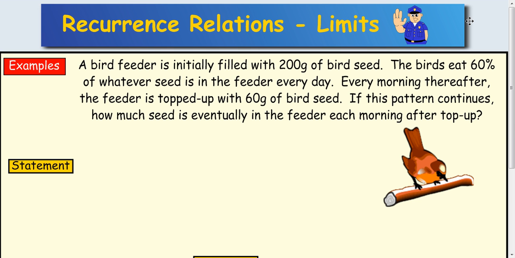In this lesson we're going to look at examples of how to find the limits of sequences. So the first one here, a bird feeder is initially filled with 200 grams of birdseed. The birds eat 60% of whatever seed is in the feeder every day. Every morning thereafter the feeder is topped up with 60 grams of birdseed. If this pattern continues, how much seed is eventually in the feeder each morning after top-ups?